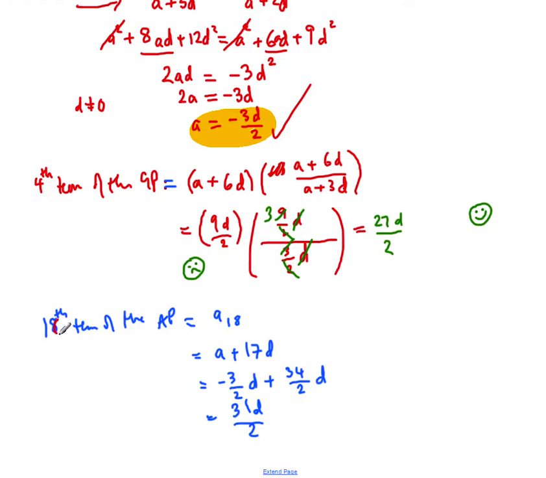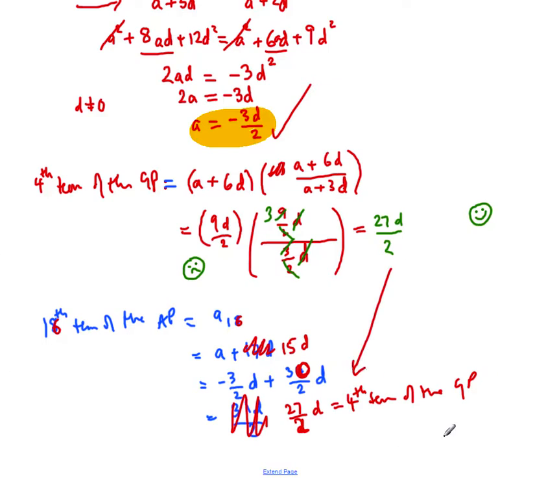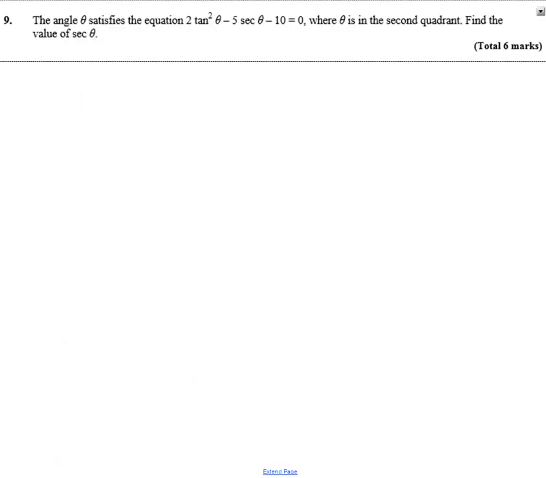So we want the 16th term, which is A16, which is A plus 15d. 15d is 30 over 2, and so we get 27 over 2d, which is the fourth term of the GP, because we found that there. Hooray, we're done. And I missed out a question, so I'm going to go back to it.